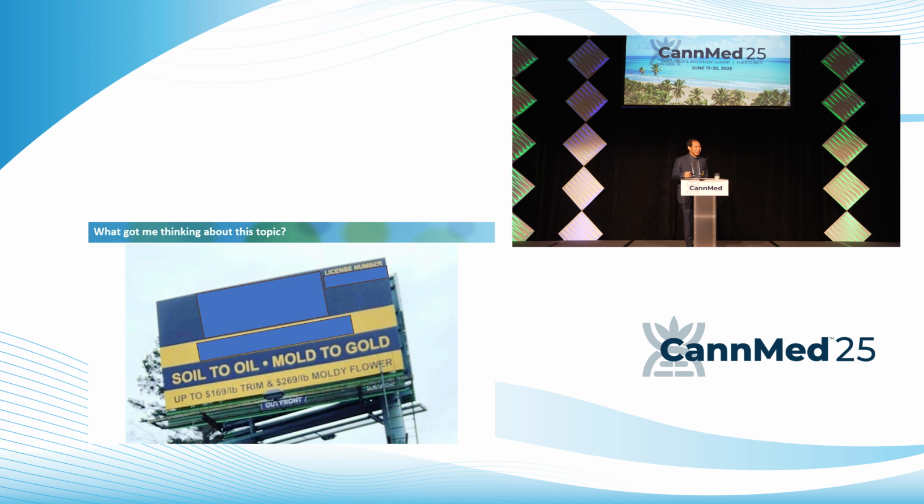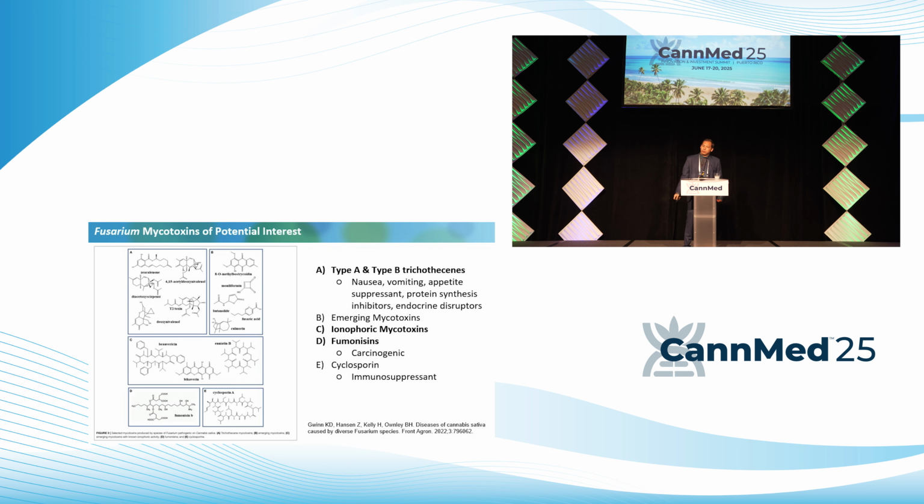So I thought to myself, man, if people are using this in this way when it comes to extraction, we might want to consider that there might be other things lurking in there. So again, there's a lot of Fusarium mycotoxins that are of potential interest. There are these type A and type B trichothecenes. They cause a host of different issues: nausea, vomiting, appetite suppression. They inhibit protein synthesis, and some of them also are endocrine disruptors.